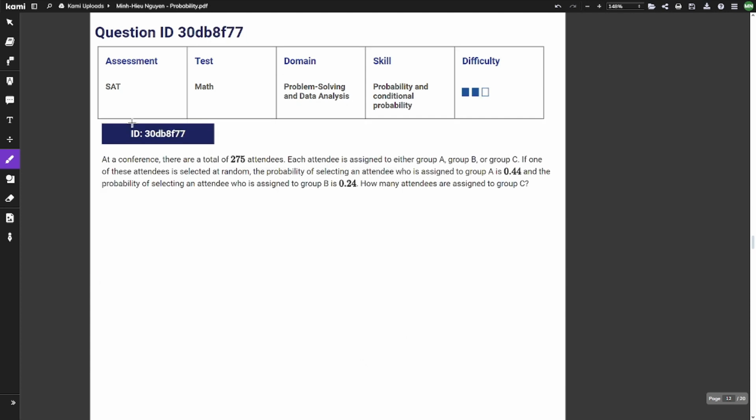Question number 12. At a conference, there are a total of 275 attendees. Each attendee is blah blah blah blah. If one of these attendees is selected at random, the probability of selecting an attendee who is assigned to group A is 0.44. And the probability of selecting an attendee who is assigned to group B is 0.24. How many attendees are assigned to group C? Now, straight off the bat, I can think of two ways to do this, but I will need a calculator, so let me pull up Desmos real quick.